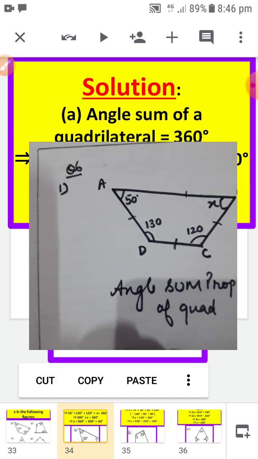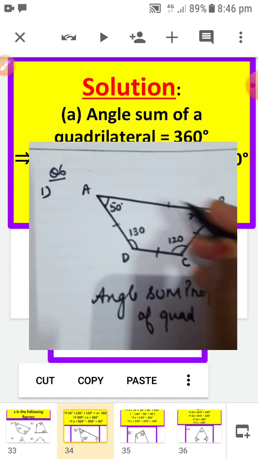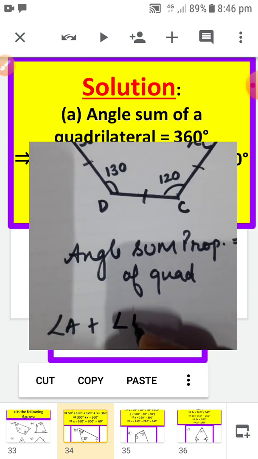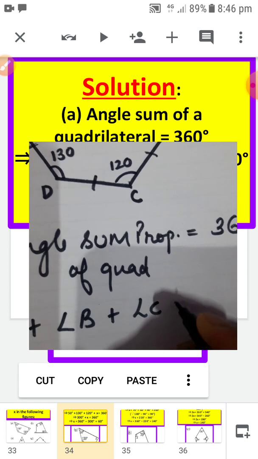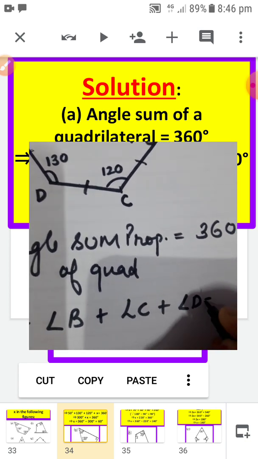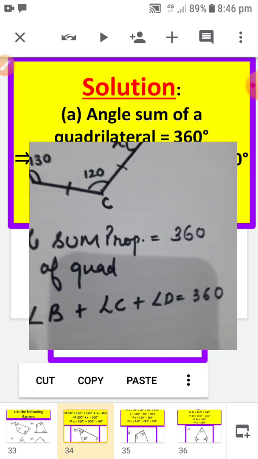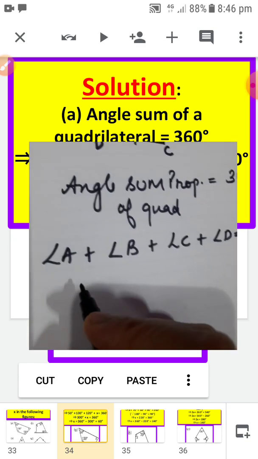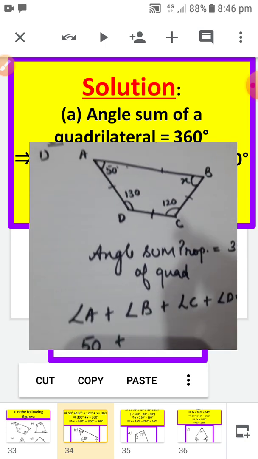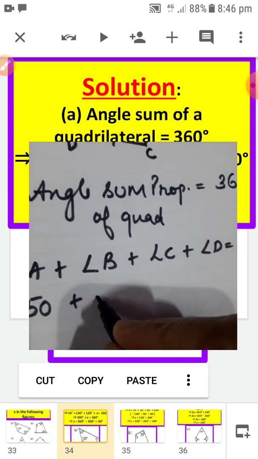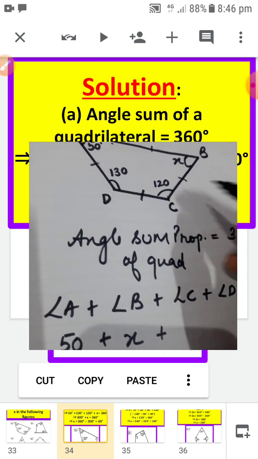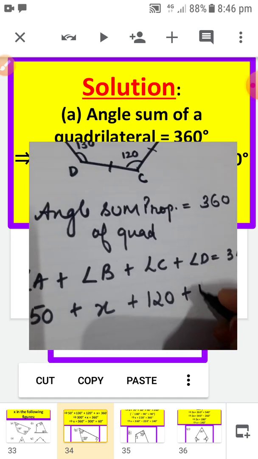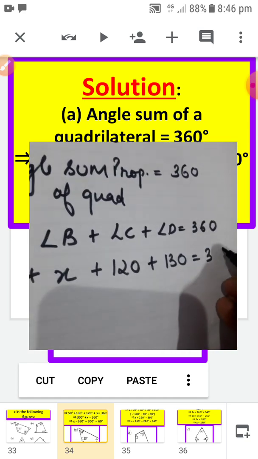Now which angles do we have? Angle A, B, C, D. So angle A plus angle B plus angle C plus angle D is equal to 360. Okay, now put in each value. Angle A is equal to 50, put 50 here. Angle B is equal to x, put x. Angle C is 120, put 120. Angle D is 130, put 130, equal to 360.